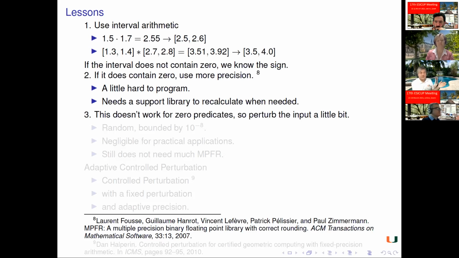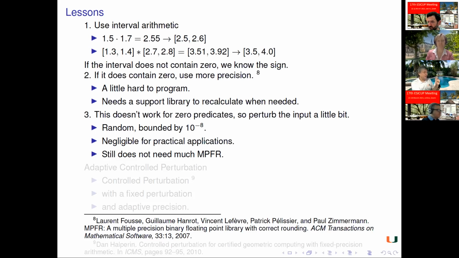So the trick we used for that was to take the input and randomly perturb it a little bit. When I say a little bit, I mean by 10 to the minus 8. Now, 10 to the minus 8 is negligible for practical applications. There's no manufacturing that has more than about 6 digits of tolerance. I guess Elon Musk might want something higher for his spaceships, but not for his Teslas. So it's negligible for practical applications.